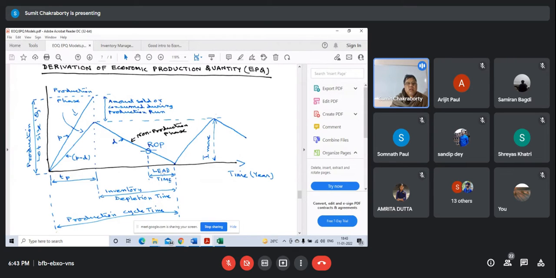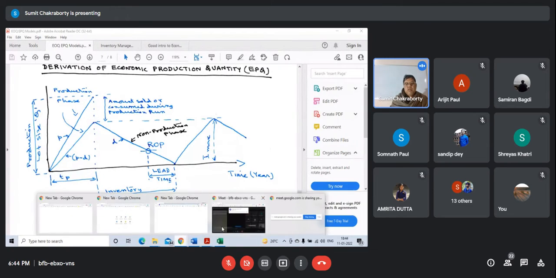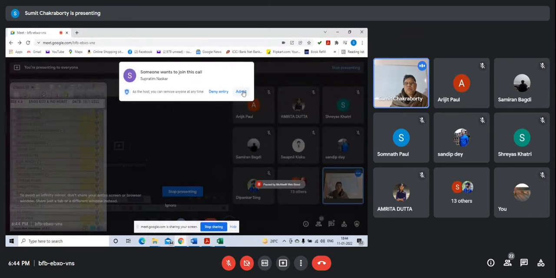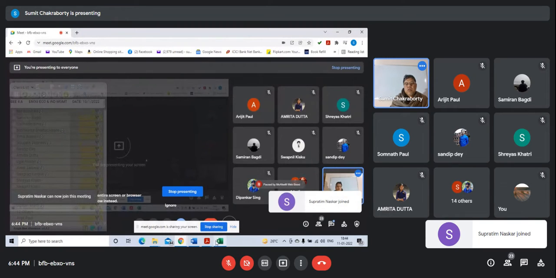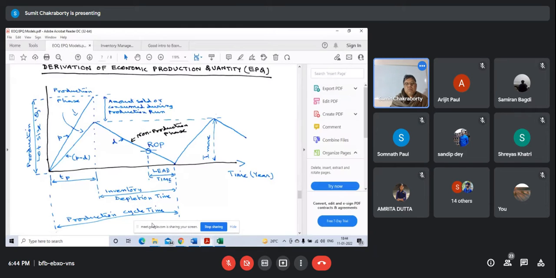So this lead time, ROP is the level of inventories, not the time, okay? So from this time to this time is called the setup time or lead time.